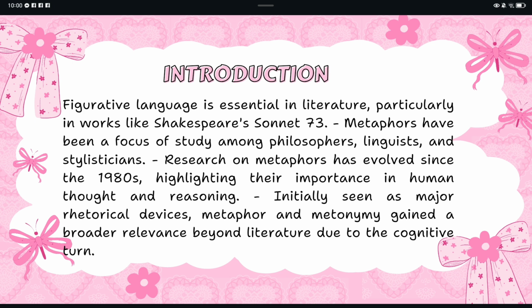Metaphors have been a focus of study among philosophers, linguists, and stylisticians. The study of figurative language has offered several theories, conventional and novel. Research on metaphor has evolved since the 1980s, highlighting their importance in human thought and reasoning. Initially seen as major rhetorical devices, metaphor and metonymy gained a broader relevance beyond literature due to the cognitive turn.